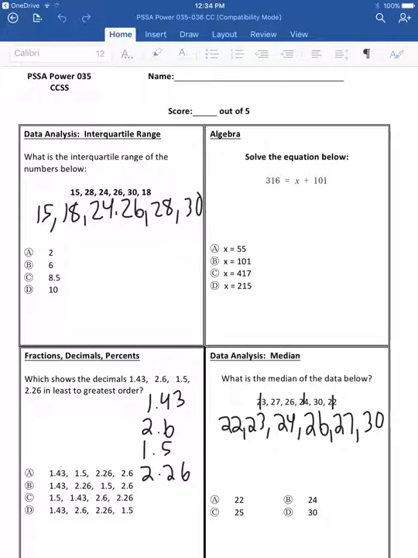Okay guys, I'm going to go over PSSA Power 35. As you watch this, make sure you make corrections on your own PSSA Power and take any notes that you need to take on the 36 side, because that's going to be graded.